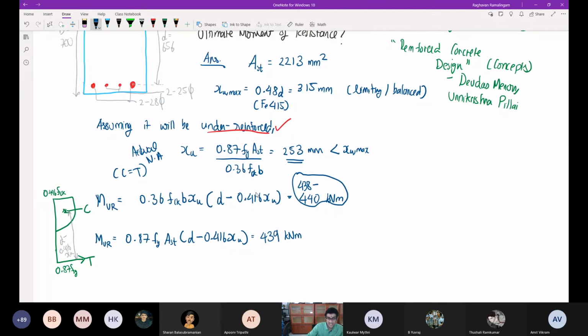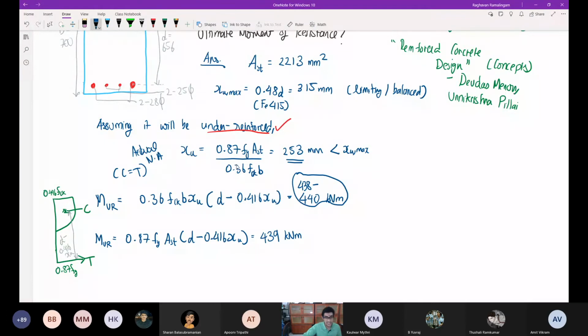Very simple. Start with finding the limiting neutral axis depth. Check whether it is under-reinforced first of all. When you find the neutral axis, if it comes less than XU max, that means yes, it is under-reinforced. Once you verify that, you can just use one of these formulas and find out what the ultimate moment of resistance is. So very simple. This problem is relatively simple to do.